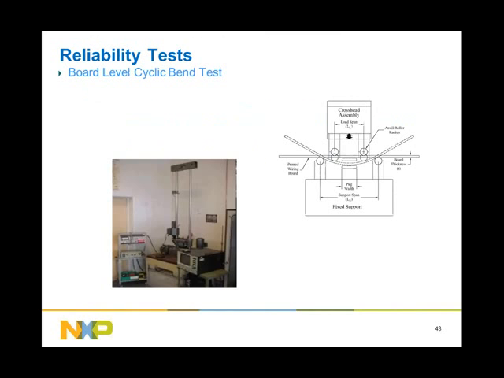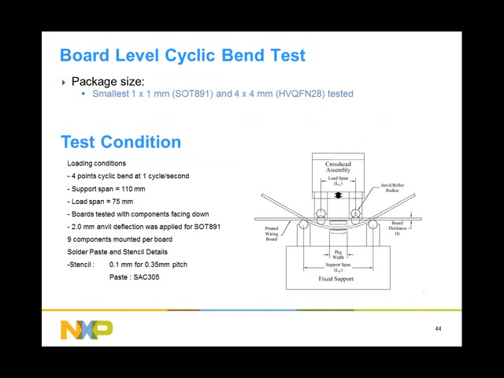So looking at the bend testing, what we did was we took a PCB, and onto a PCB we mounted a number of components. And we did a JEDEC test, which is a 4-point cyclic bend test. And this test was performed at 1 per second. The span between the posts on the board was 110 millimeters, and we depressed this board 2 millimeters.